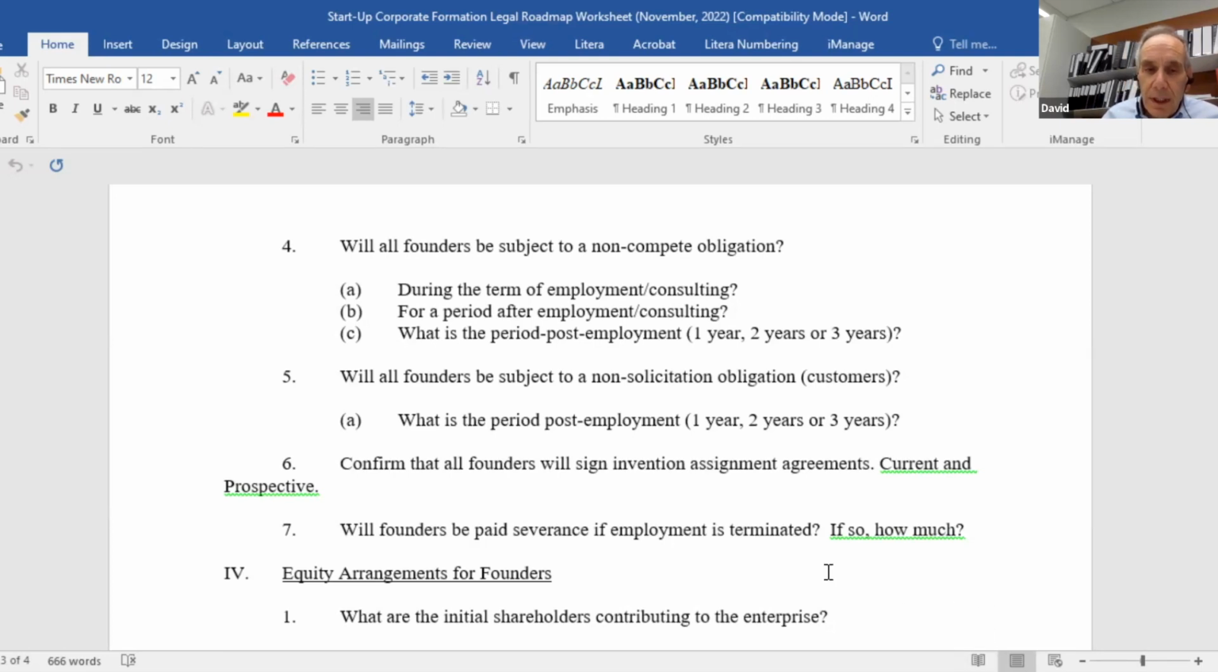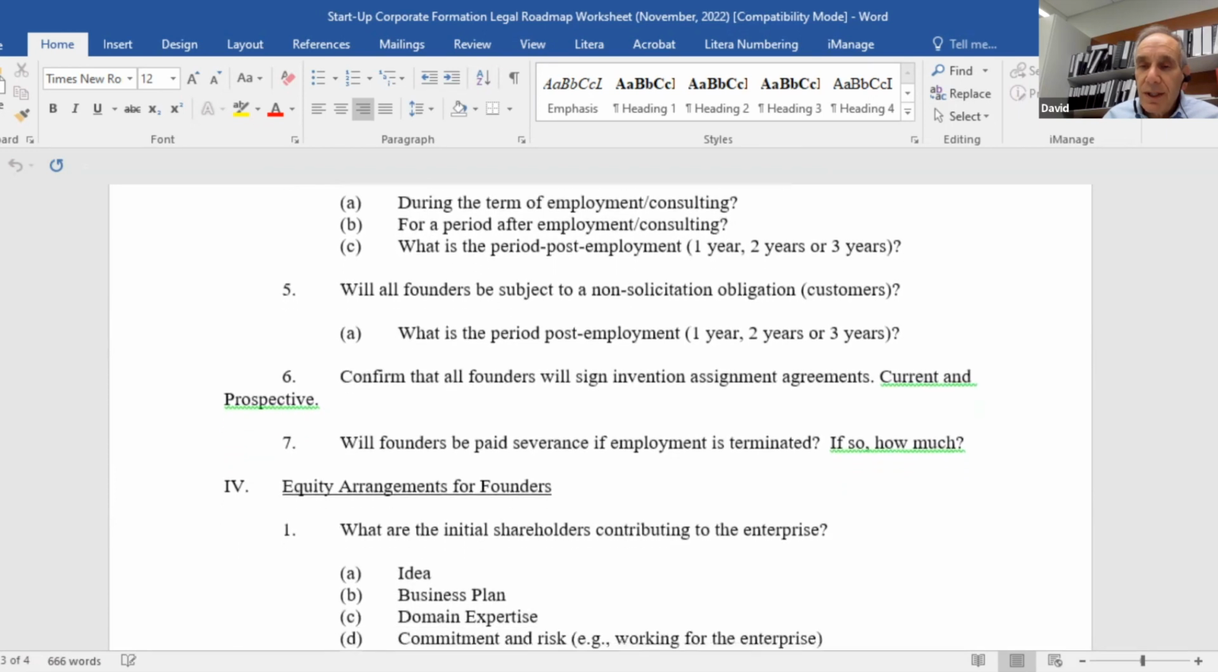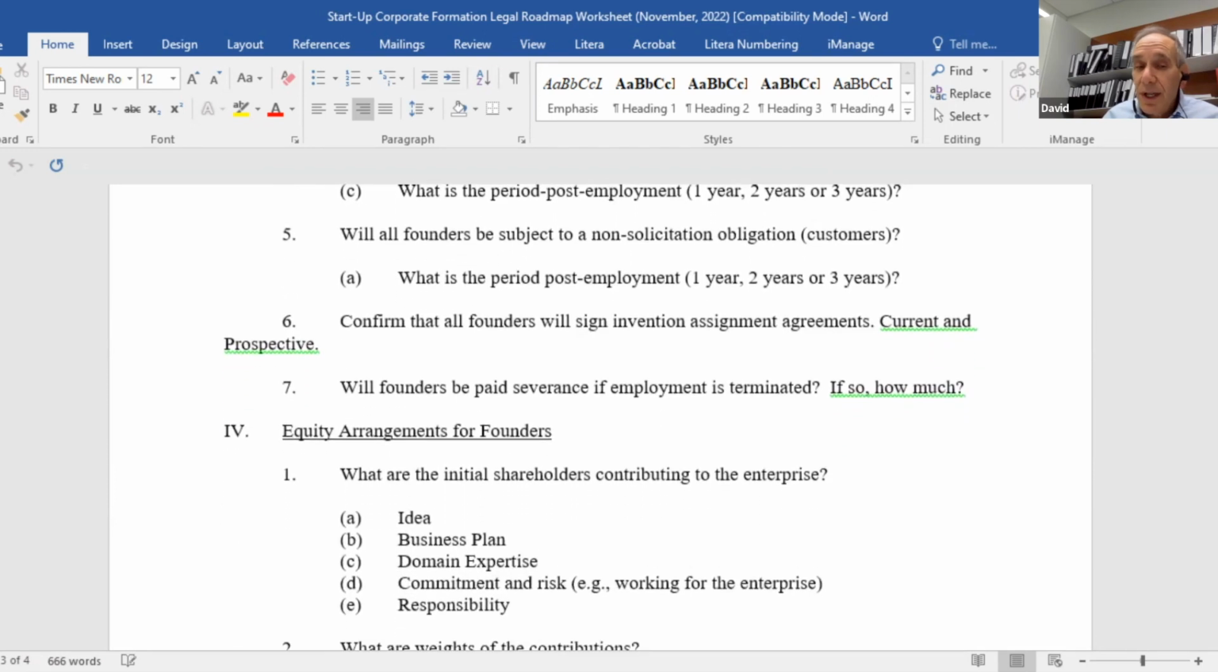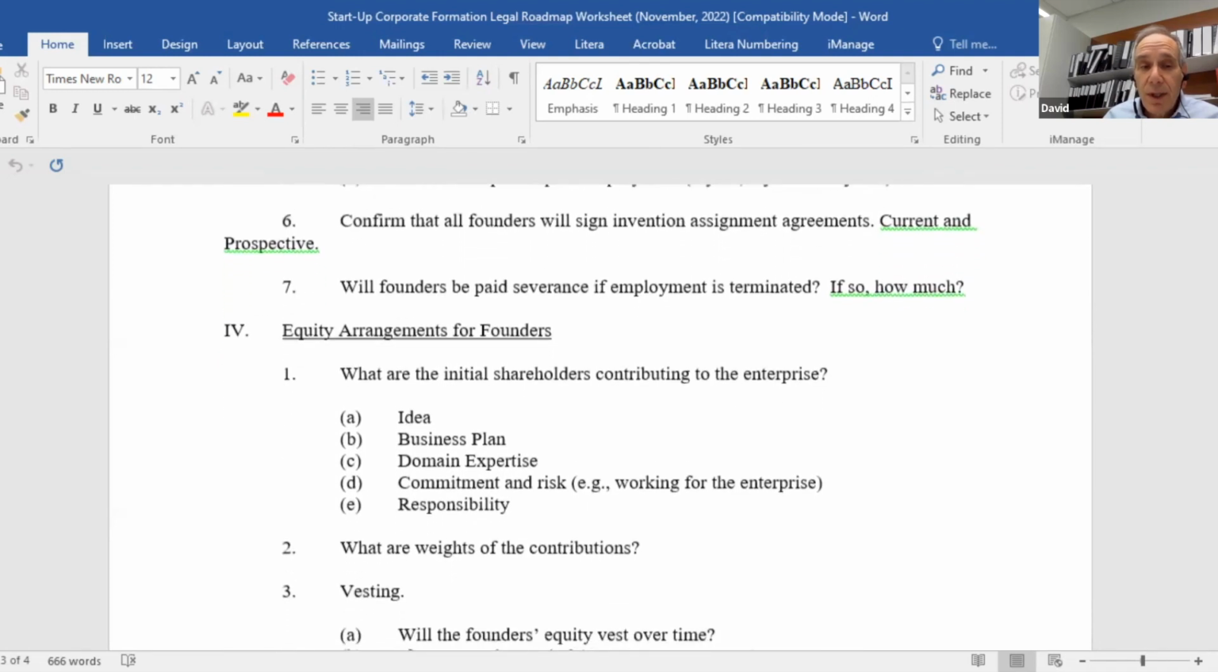Cool. And we talked about whether founders are paid severance if they leave. That's just to make sure that we had an understanding that if somebody quits, they're not expecting severance. That would be an odd provision, frankly, for founders where you guys are.